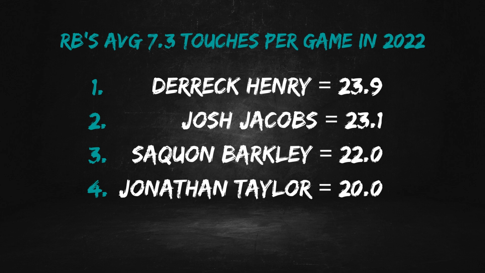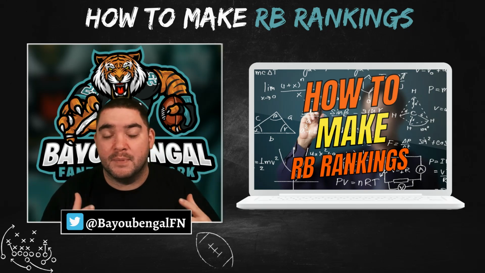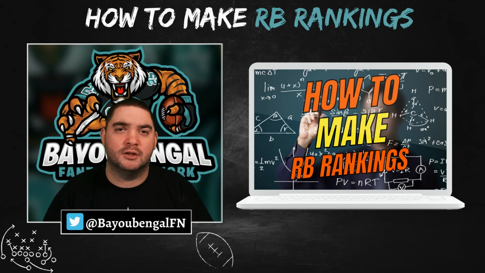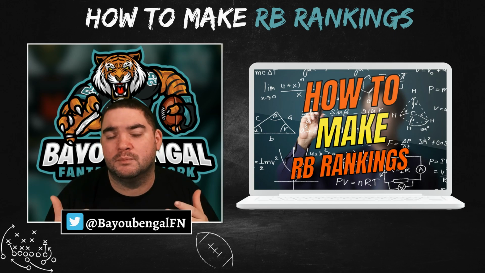As you can see, these are the running backs that averaged 7.3 touches per game in 2022. There were only 4 running backs who averaged over 20 touches a game in 2022. We're talking about Derrick Henry at 23.9, Josh Jacobs at 23.1, Saquon Barkley at 22, and Jonathan Taylor at 20. Now, you want to get those 20 carries a game. Those are those monsters. Those are the guys that have the biggest chance of putting up the most opportunity and the most points for your team.